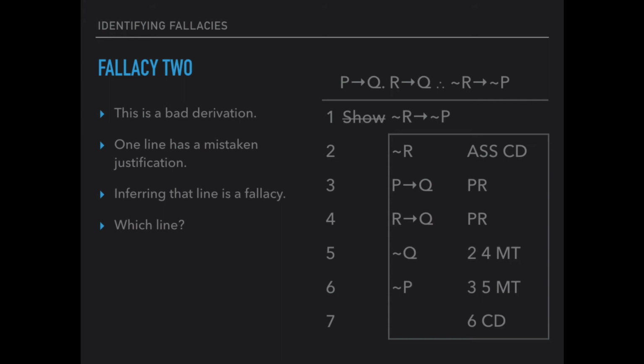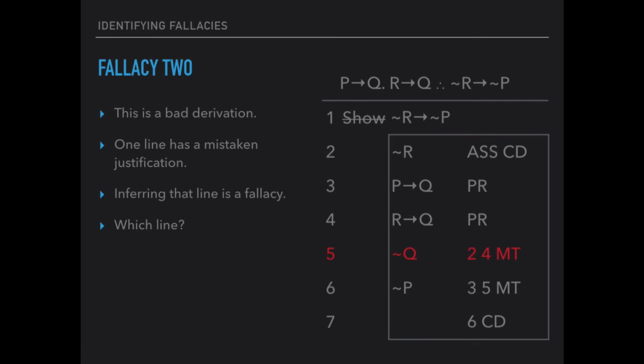5 or 6 is a mistake. So 6, the justification is 3, 5, MT. So 3 is if P then Q, and 5 is the negation of the consequent of 3, and so that's okay. And not P is the negation of the antecedent, so we're inferring from a conditional and the negation of the consequent to the negation of the antecedent, and that's modus tollens, so the line that's mistaken must be line 5. So why is line 5 mistaken?